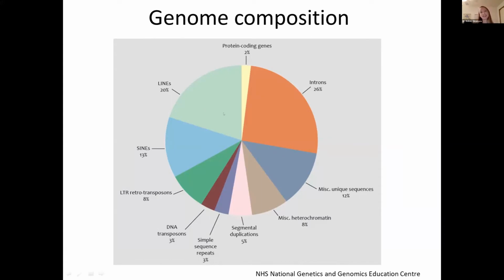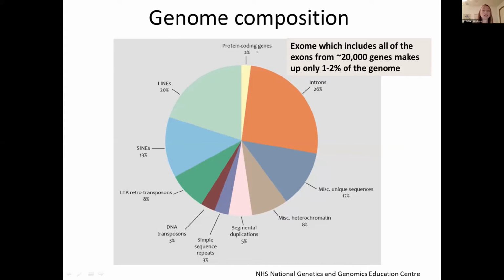So this is our genome and what it contains, and interestingly, there is a lot of information within the genome that isn't what we think of as being very exciting clinically. A lot of the genome is made up of retrotransposable elements, repeat sequences, and introns, and only about 1 to 2% of the genome comprises the exome, and the exome is all the exons from the approximately 20,000 genes. However, the exome contains approximately 85% of all the known disease-causing variants.